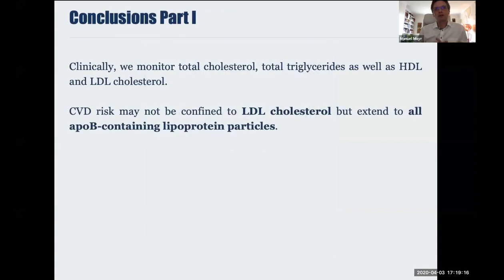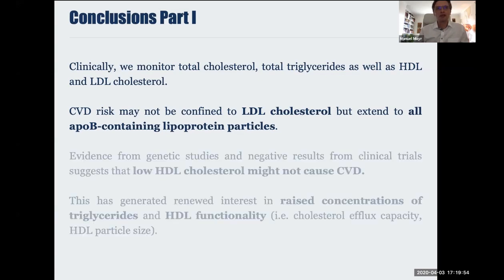So to conclude the first part, I still find it surprising that clinically we do not have many measurements to assess cardiovascular risk apart from total cholesterol, total triglycerides, as well as HDL and LDL cholesterol. Now, cardiovascular risk is clearly determined by LDL cholesterol. It's the major risk factor, but the risk may extend to other ApoB-containing lipoprotein particles, such as VLDL. And this may become more important in an era like the statin era, where LDL cholesterol is very well managed. To some extent, the residual cardiovascular risk we see in these patients may come from the triglyceride-rich lipoproteins.